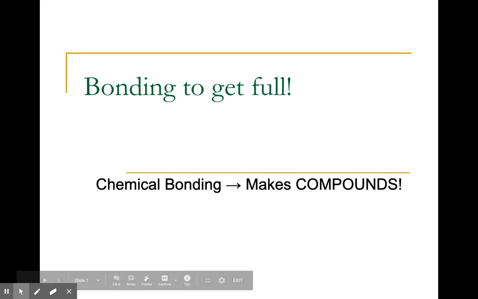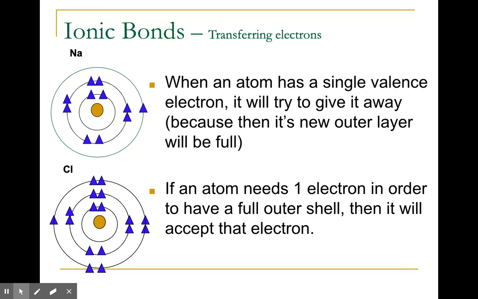So today we are going to talk about bonding. When we talk about bonding, we're talking about how to take two different atoms or elements and turn them into compounds. The first type of bond is ionic bonds. Ionic bonding is the transferring of electrons.